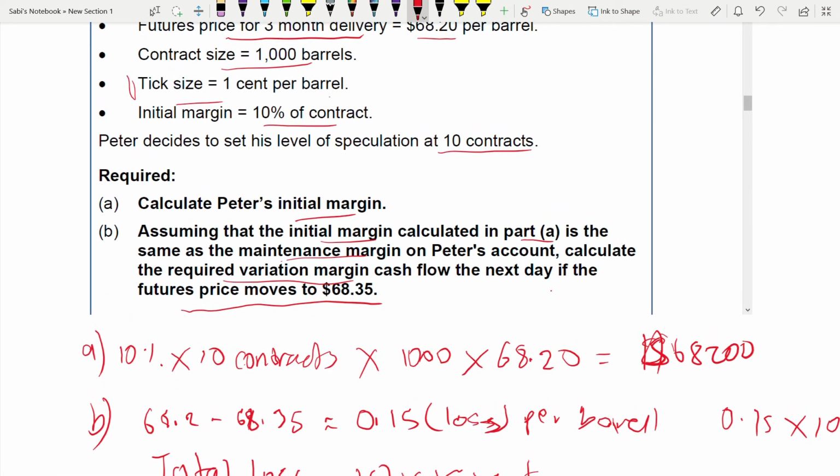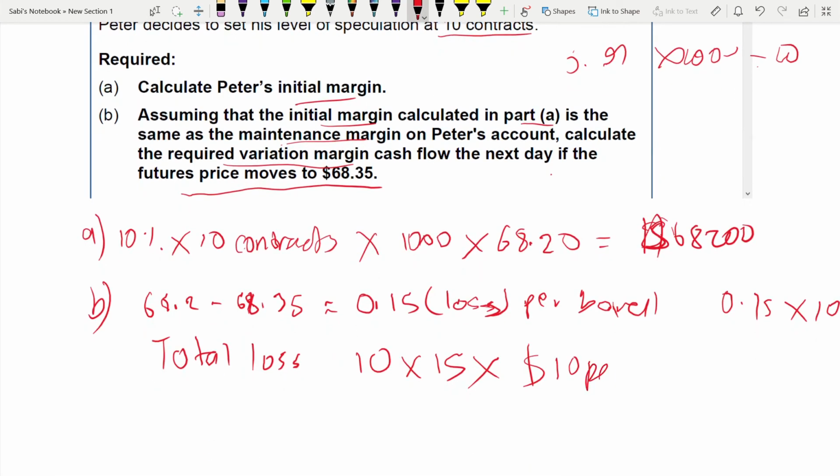Here the tick size, basically. This is the meaning of tick size. You have to take this tick size into the picture. 1 cent per barrel. 1 cent means it will be 0.01. And what is the barrel? Per barrel, it is 0.01. So if you multiply this by 1000, how much will it be? 10. So it is 10 per tick. You just write it per tick.